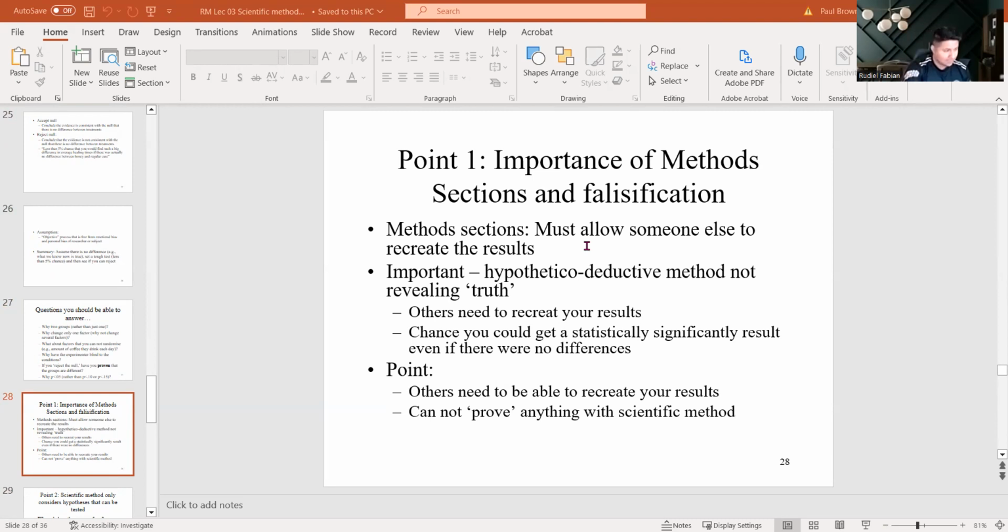So what I want you to do is be able to understand the basics of statistical testing. I'm not going to ask you to do a statistical test on the exam, but you should know the basics of it.